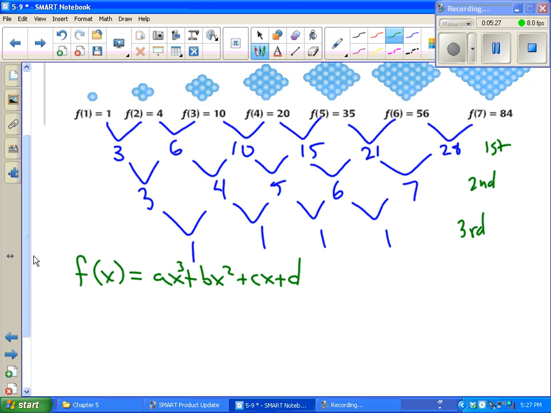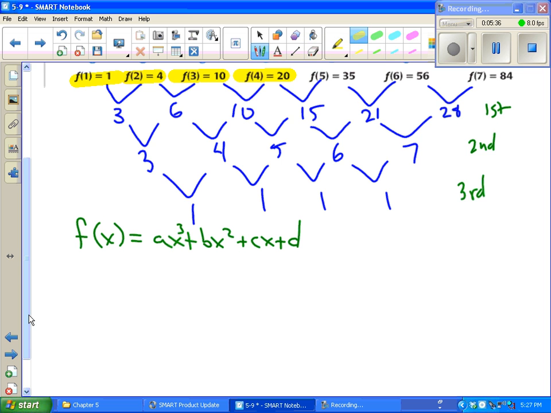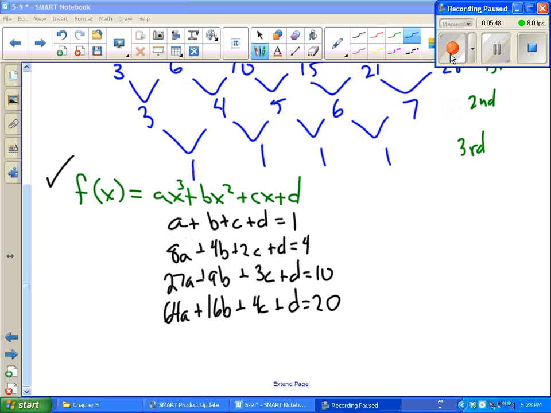So maybe I'll choose, doesn't matter which ones I choose, I'm going to choose the ones with the smallest numbers. I'm going to plug all of these in to this equation. Go ahead and try that. You'll pause and see if you can come up with the 4 equations I come up with. I'm really just plugging in the numbers. These are the 4 equations I get when I plug in my first 4 ordered pairs.